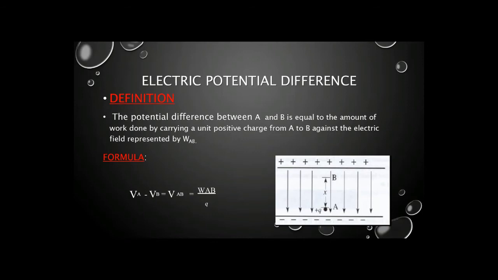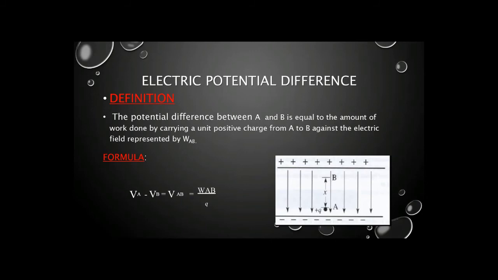When we move the charge from point A to point B, some work is done on it, and due to this work done, it changes its potential energy to a higher level. It means at B its energy level becomes higher.